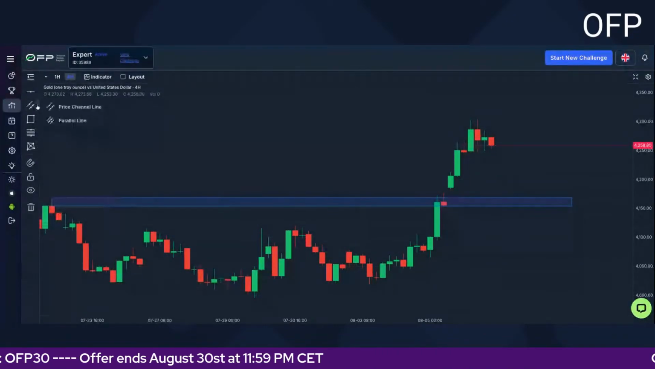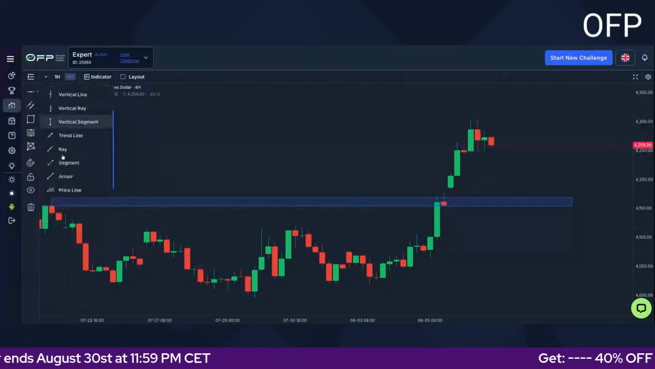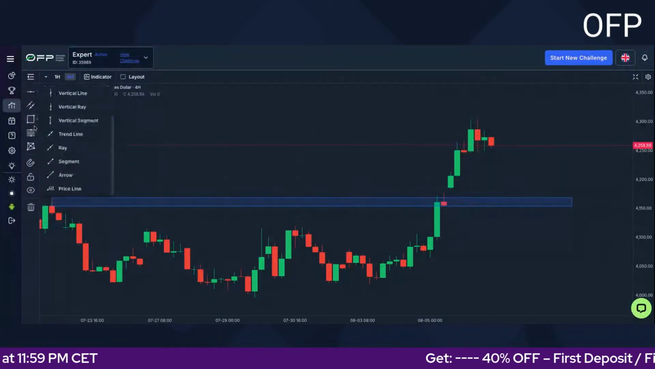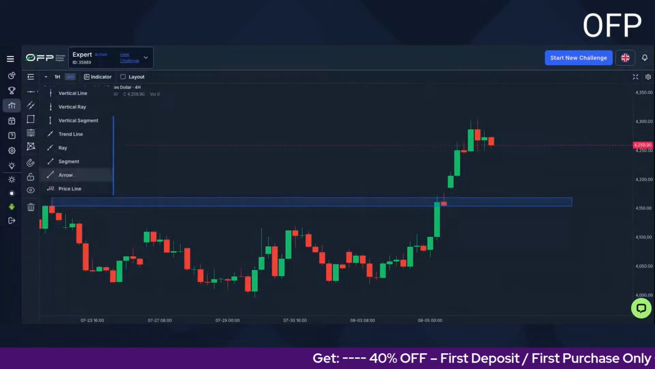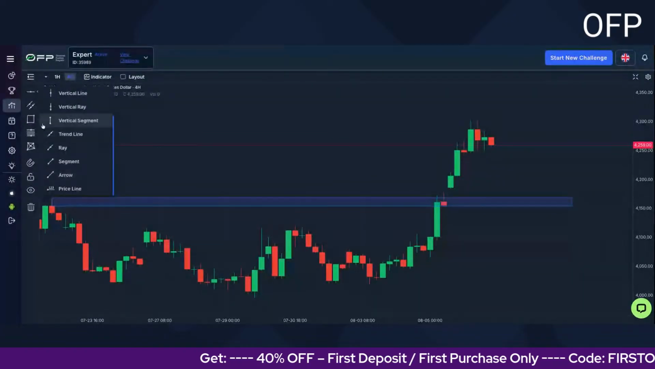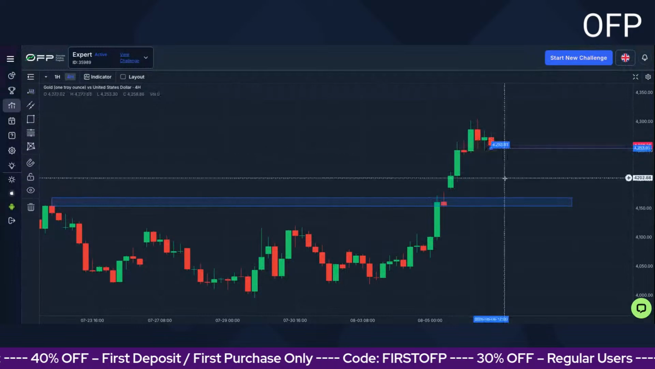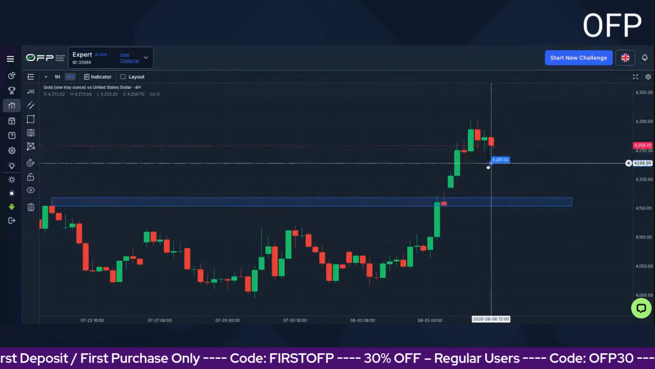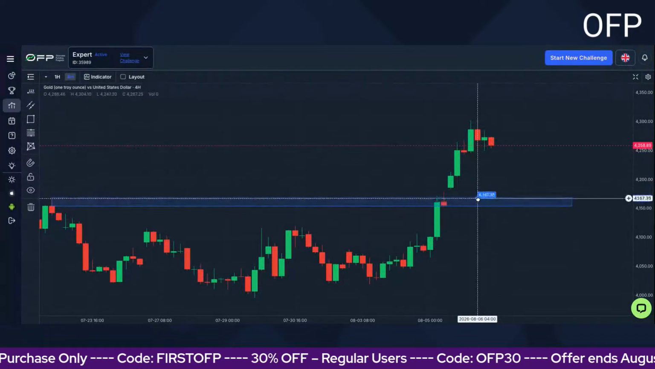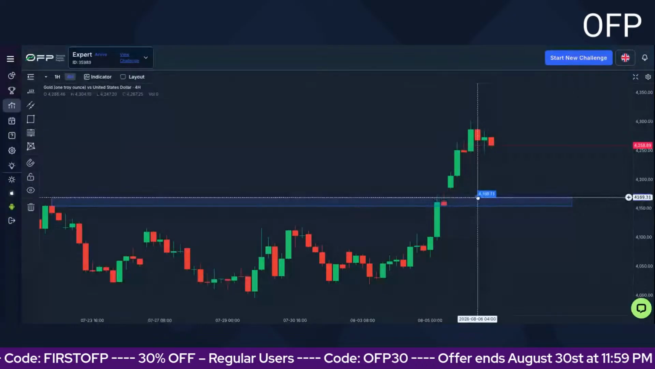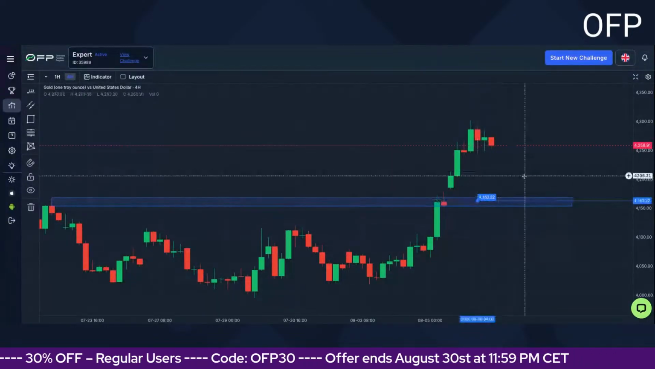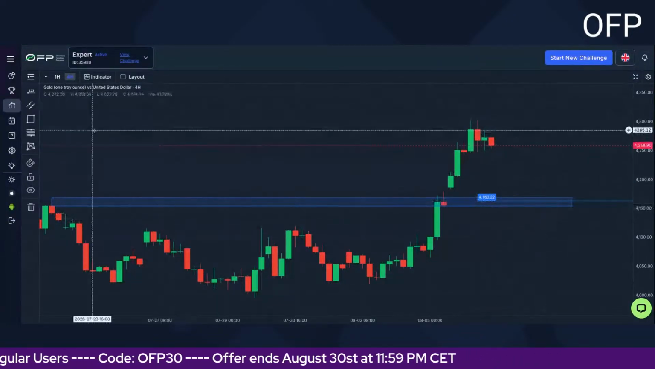Let me see if there are some other drawing tools here that maybe arrow may work. No, arrow is just one. Oh, price line. Is this? Oh no, it's just a price line. So yeah, I do think price will come down into this area around 1,460, just somewhere around this area, then possibly bounce up.